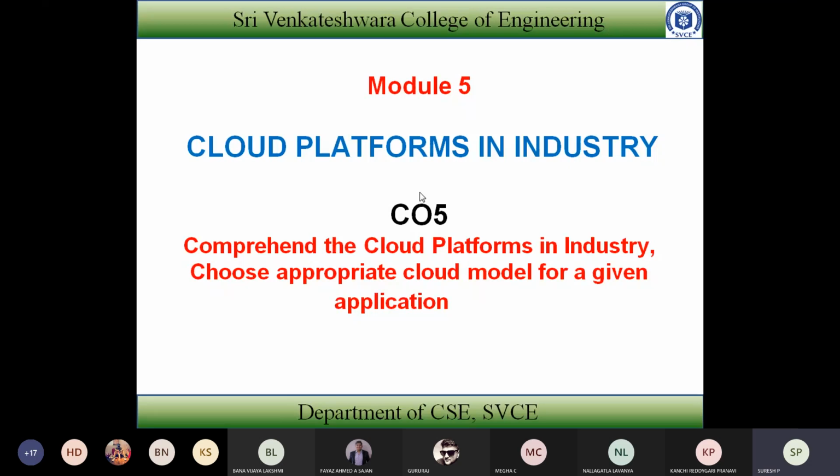This module is going to cover the explanation and comprehension of the cloud platforms used in industry, and for the given application, what type of appropriate cloud model can be used. Which particular cloud model are we going to use: whether we can use infrastructure as a service, platform as a service, or software as a service.